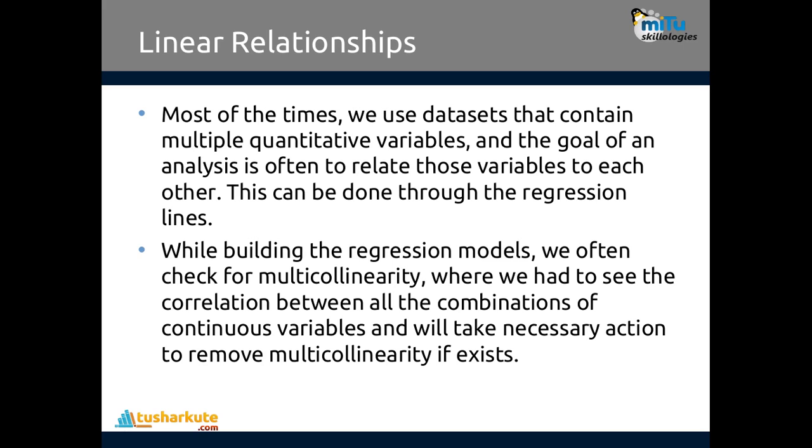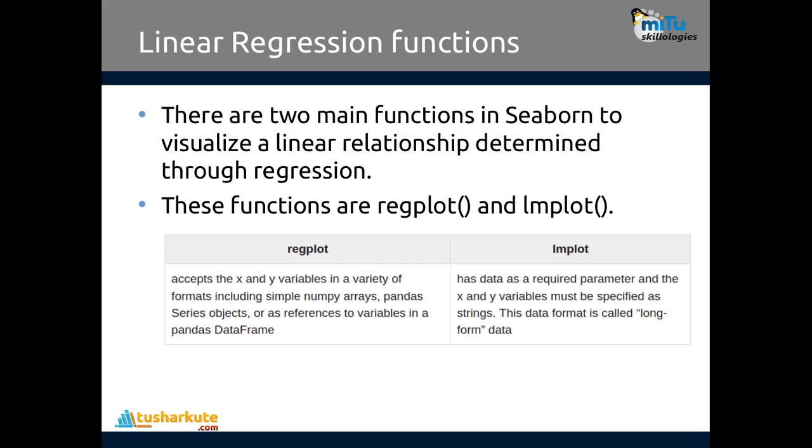Now here also we can see this particular line. While building the regression model, we often check for multicollinearity, where we have to see the correlation between all the combinations of continuous variables, and take necessary action to remove this multicollinearity if it exists. For regression we have two different plots. There are two main functions in Seaborn to visualize linear relationships determined through regression. First is regplot, and second is lmplot, that is linear model plot.